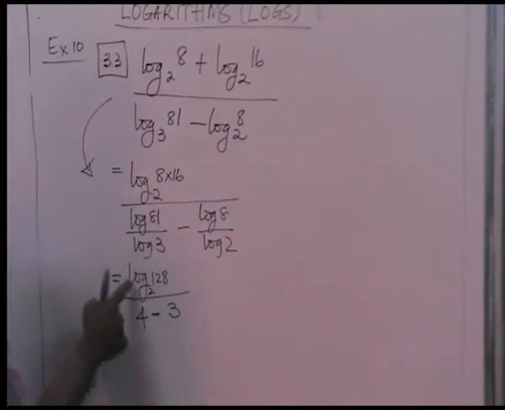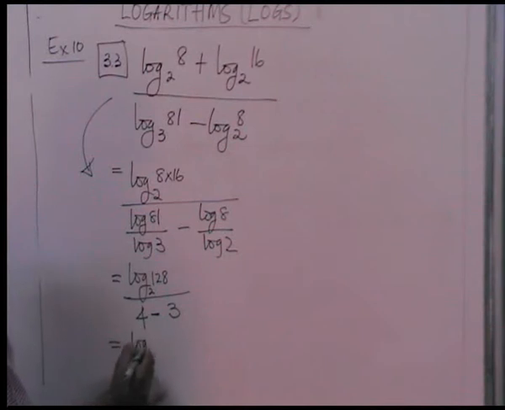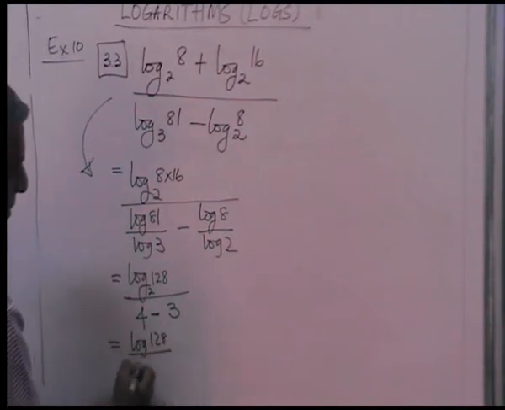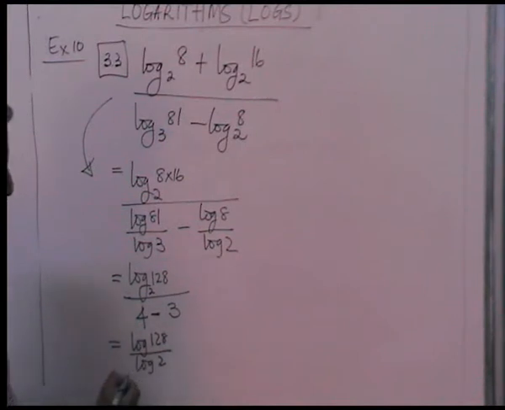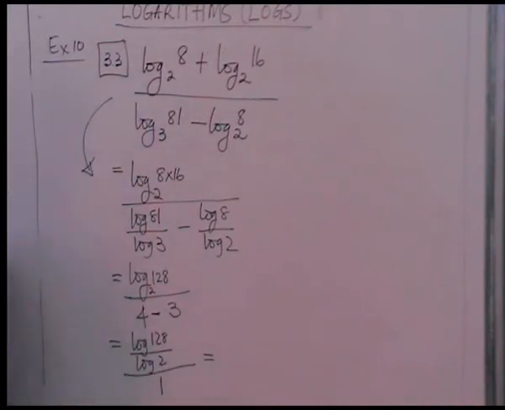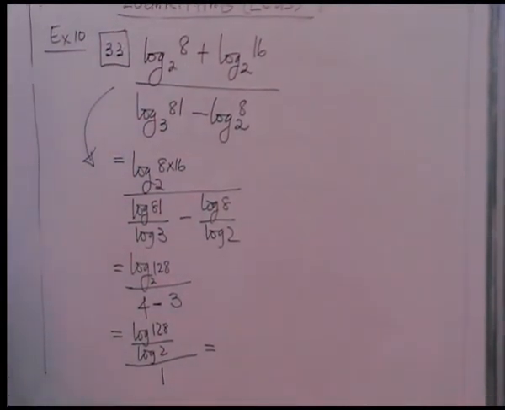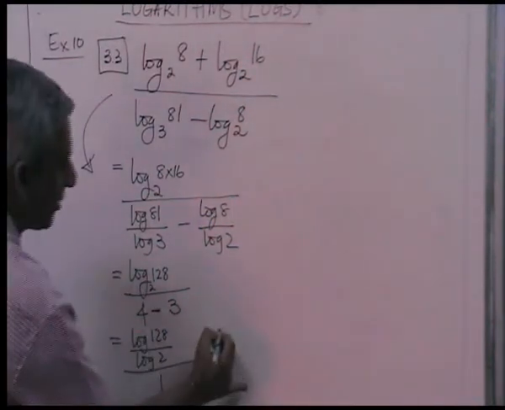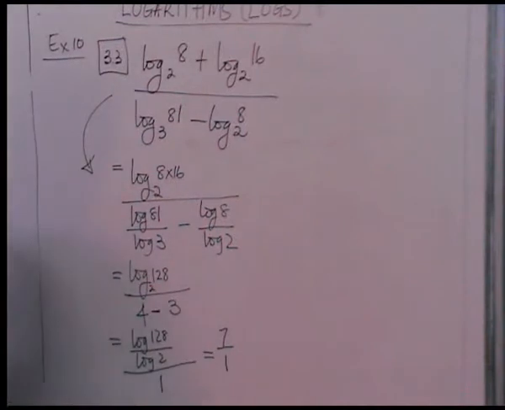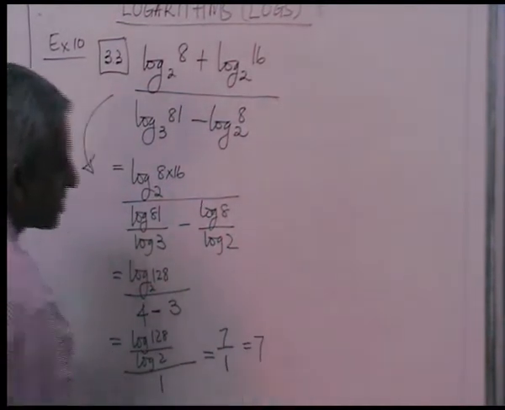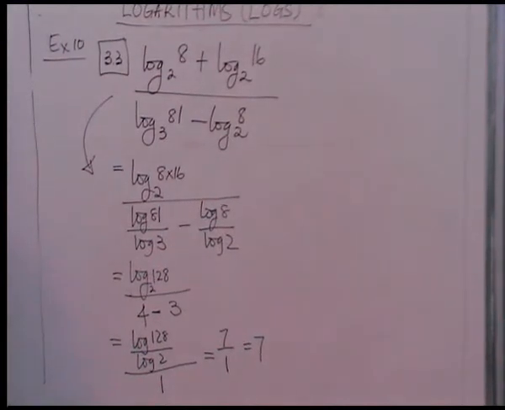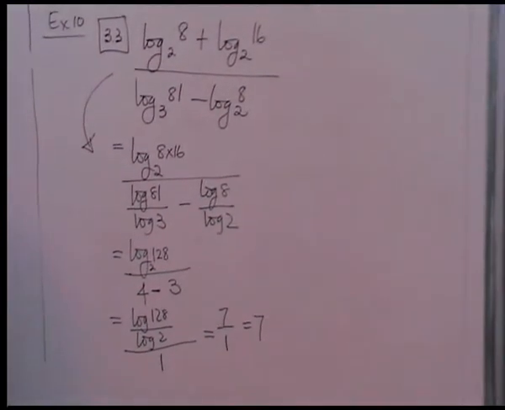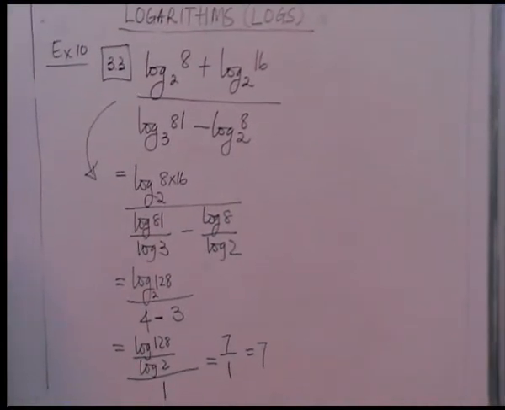Now let's look at the numerator. In the numerator, I want to change base again and make it log of 128 all over log of 2, all over the denominator, which is 1. Now I put log of 128 over log of 2 into the calculator and I get the answer 7. So it's 7 over 1, which finally simplifies to 7. So that was 3.3, and that is the final answer, which is 7.